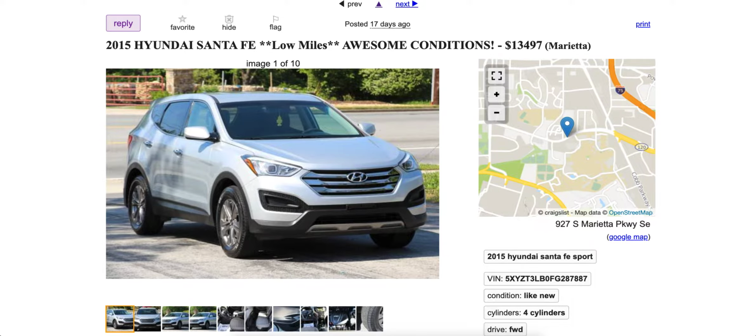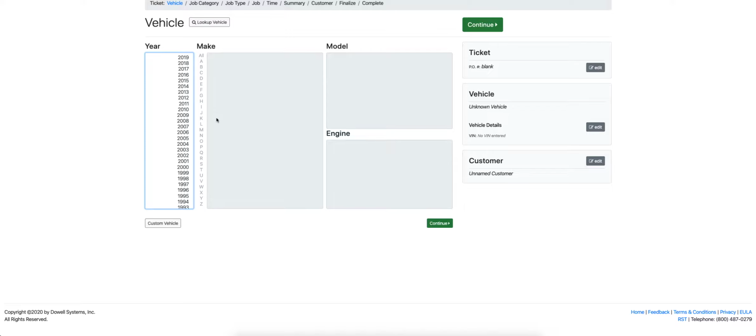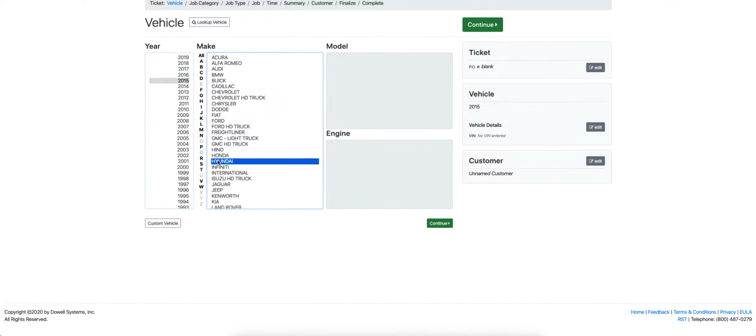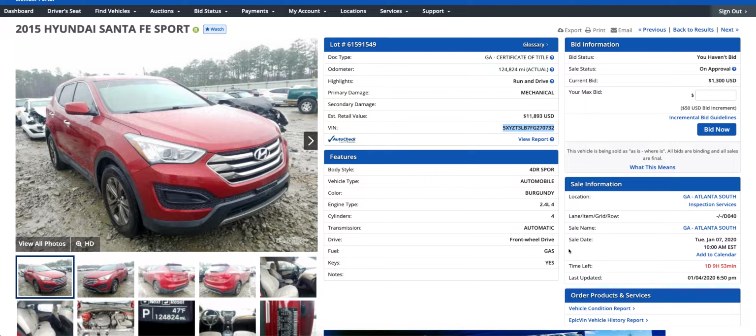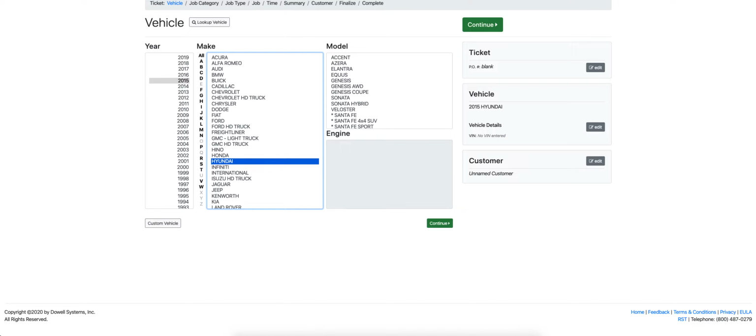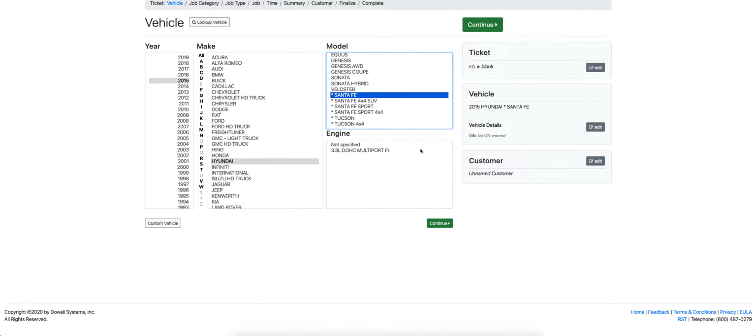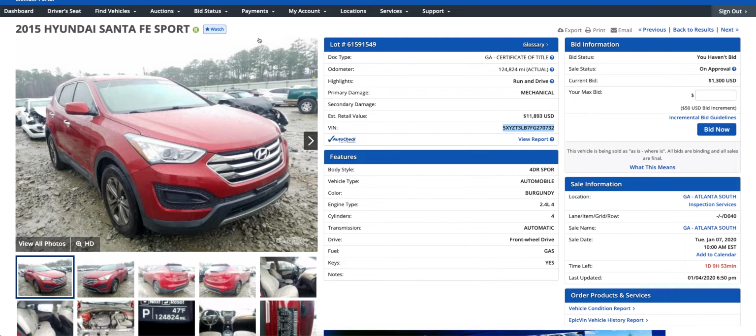Now, you know, we got to see how much it costs to get the engine put in this thing. So it's a 2015 Hyundai Santa Fe. Let's see if it's a 4x4. It is front wheel drive, so that makes it a two wheel drive. I don't know about any of this stuff, so we're just going to go Santa Fe. Does it say sport? It is a sport.